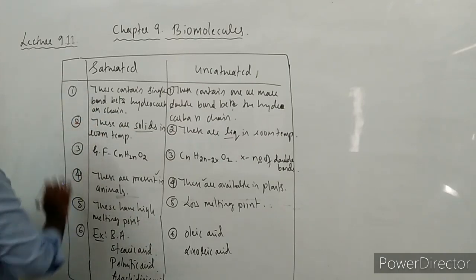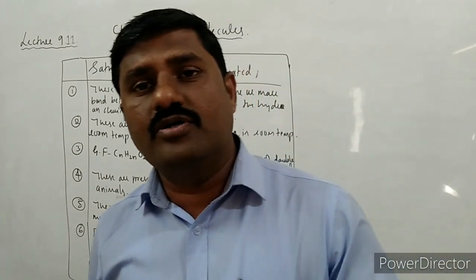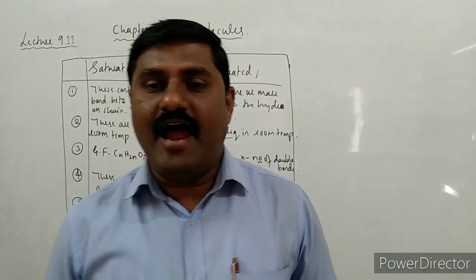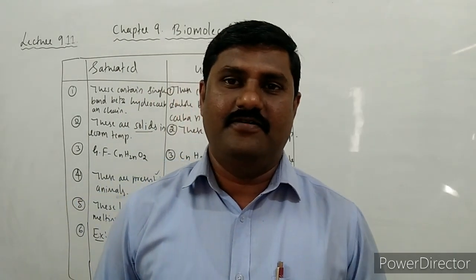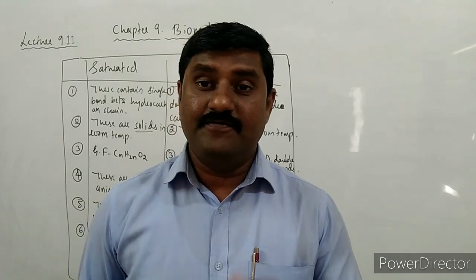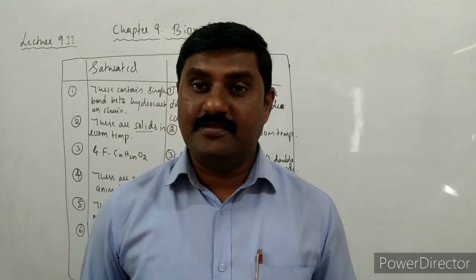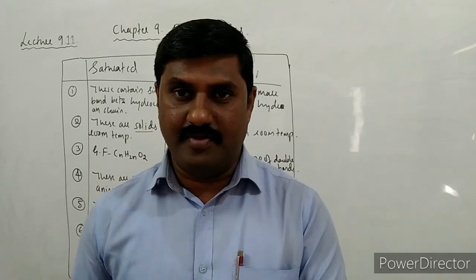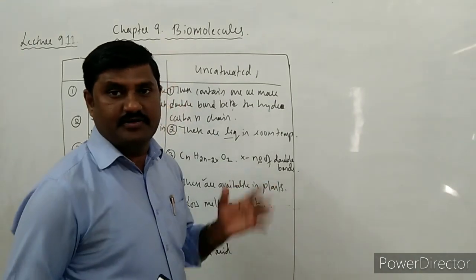Once again, they have been classified based on the number of double bonds present within themselves. If the fatty acids have one double bond, such fatty acids are called monoenoic fatty acids. If two double bonds are there, dienoic fatty acids. In the same way, if three are there, trienoic fatty acids. Based on the number of double bonds present, they have been classified into three types.